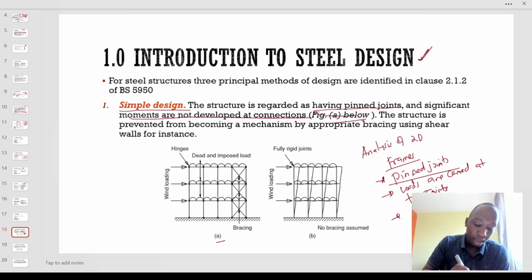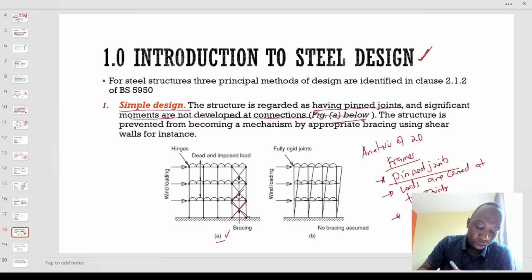These are figure A. Okay, the structure is prevented from becoming a mechanism by appropriate bracing using shear walls or bracing. Here, these are braces.